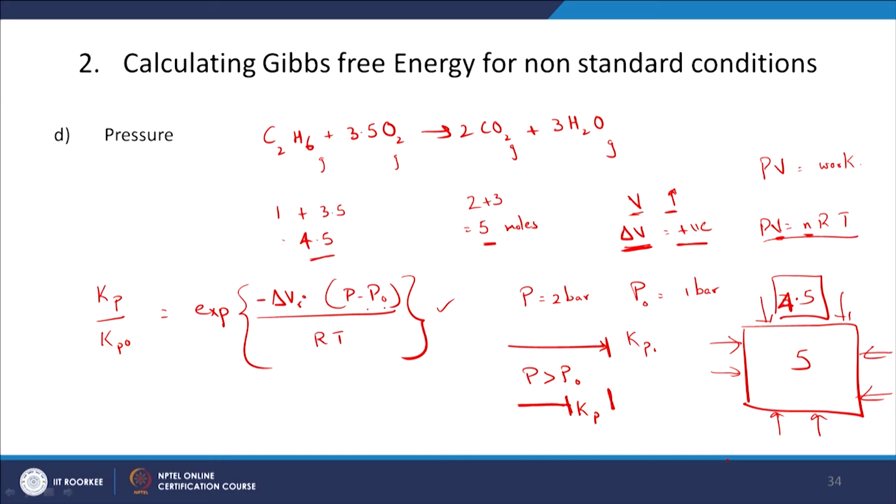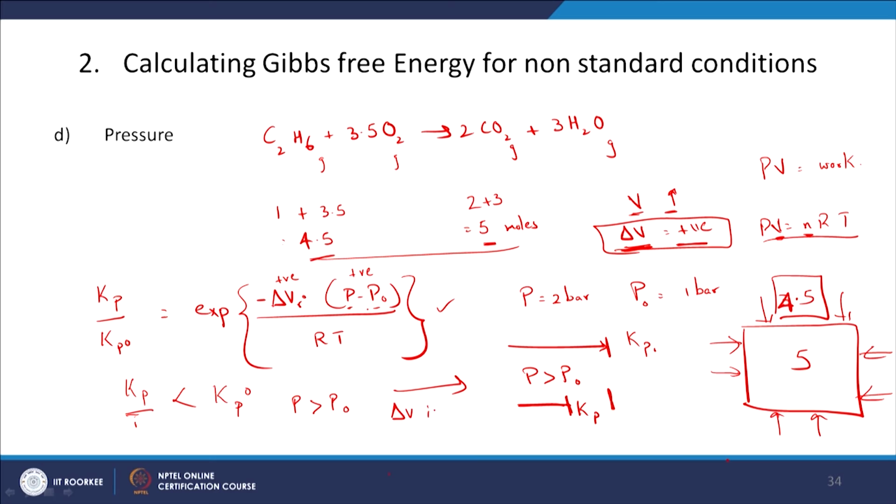Here we have P minus P naught, and P is greater than P naught, so this term is positive. And delta V r naught, we know that delta V, especially when the volume is increasing, is positive. So when you increase the pressure over the standard condition of 1 bar, we see that Kp ends up being less than Kp naught, which is what we just discussed. So when P is greater than P naught and delta V is positive, this is your take home message.